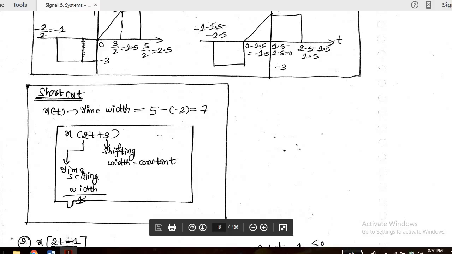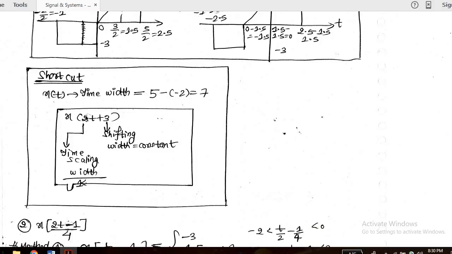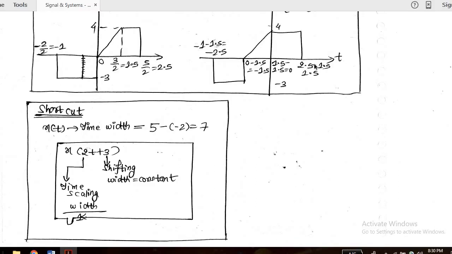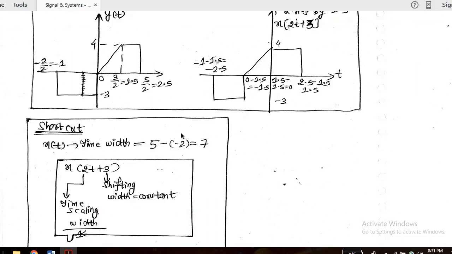So the new width is the old time width divided by the scaling factor, so here by 2, so the new width is 3.5. You can check that from here: 2.5 minus 1.5 is 1, 1 minus of minus 2.5 is 3.5, because the time width is divided by the scaling factor.